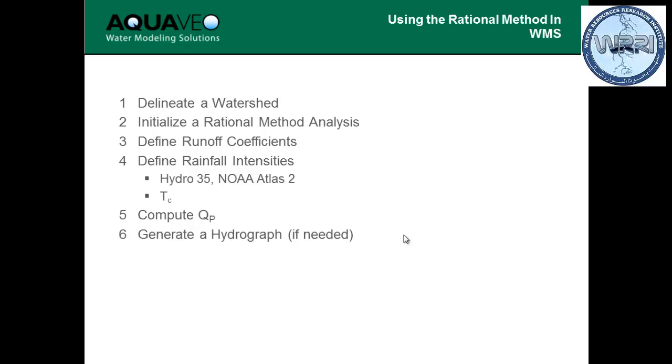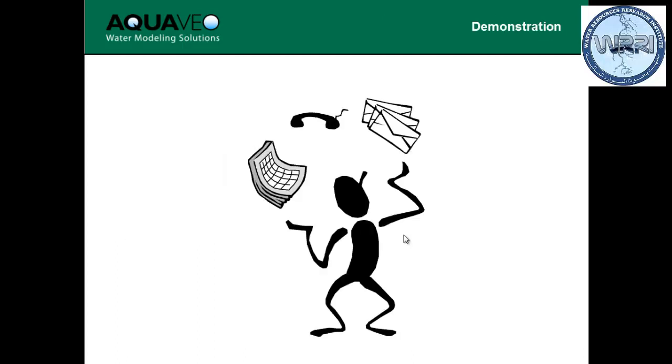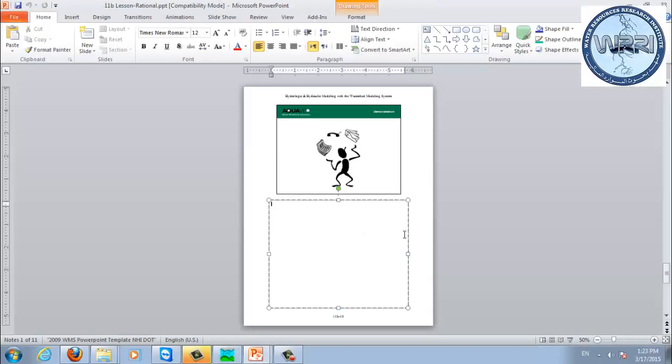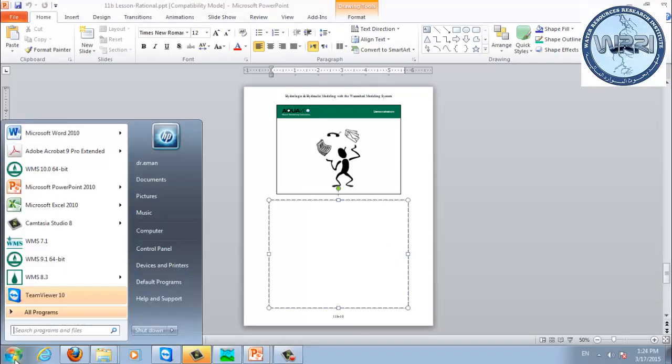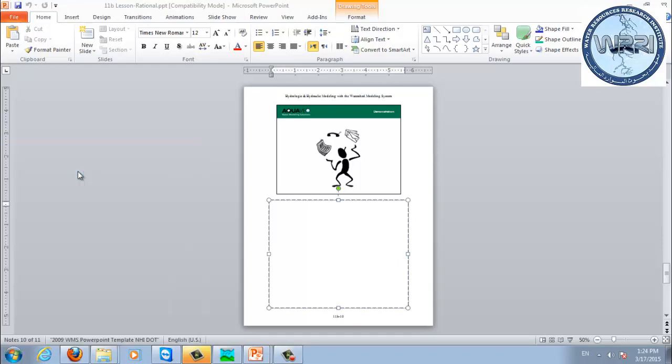So the steps for using the rational method in WMS: you delineate your watershed, you already know how to do that. You define your runoff coefficients, define your rainfall intensities, and compute your peak flow and generate a hydrograph if you need that. So let's see how to set up a model in a rational method model.